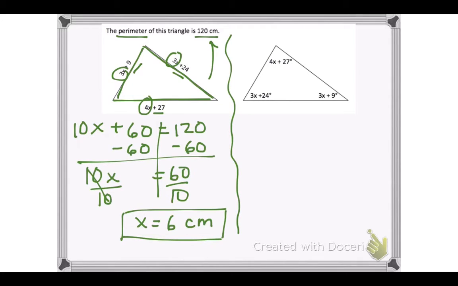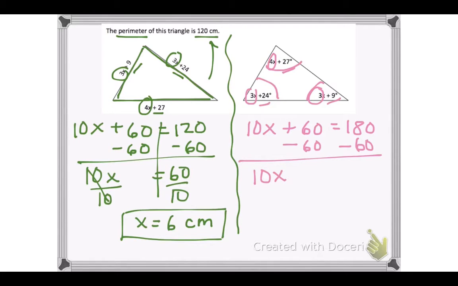Versus the problem on the right, which was dealing more with angle measure. So we have three angles, 4x plus 27, 3x plus 24, and 3x plus 9. Let's just add them up. We have 3x, 3x, and 4x, and that gets 10x. 24, 27, and 9, I already know what that is. That's 60. So I added up all the angles. Now, what could I do with that? Well, we know that when you add up all the angles in a triangle, they make 180. So let's subtract out the 60. We get 10x equals 120. Divide by 10, and we get x equals 12.